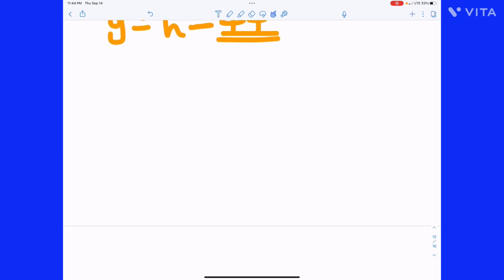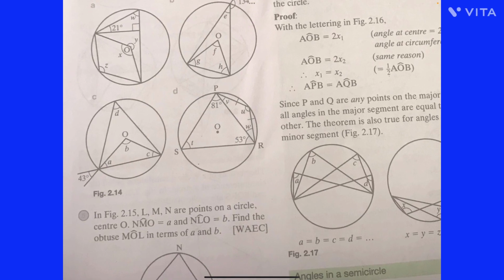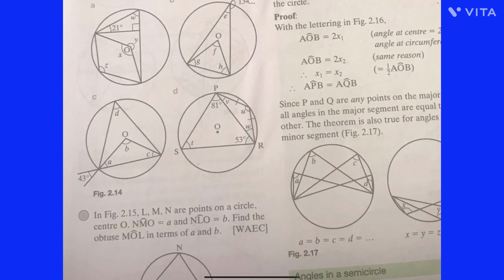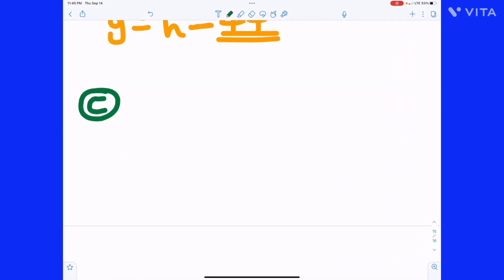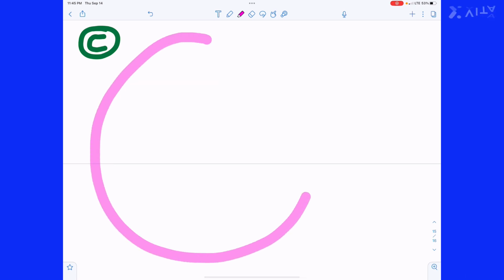Okay, that space was too much. This is okay. Let's go to question 4C. Okay, A, B, C, D. 43. Okay, I can use that too. I just make my diagram big enough.